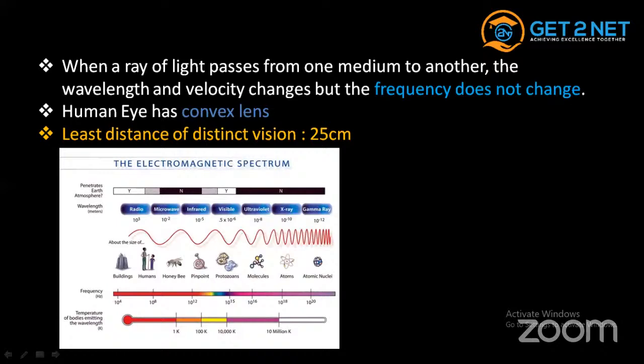When a ray of light passes from one medium to another, the wavelength and velocity change, but the frequency does not change.